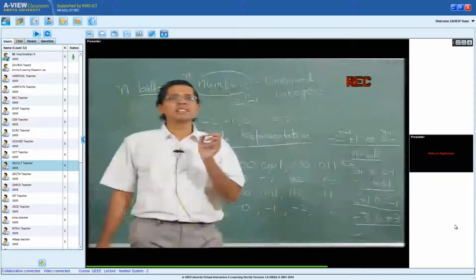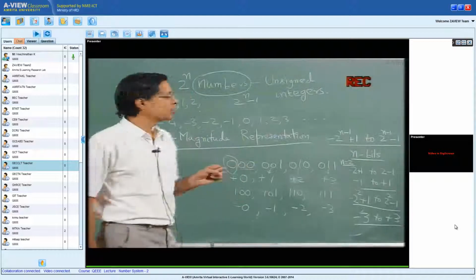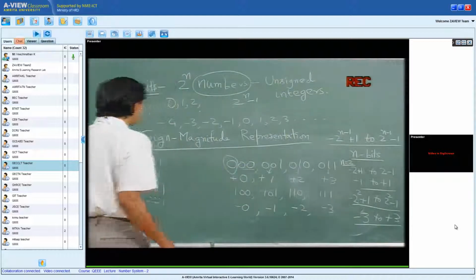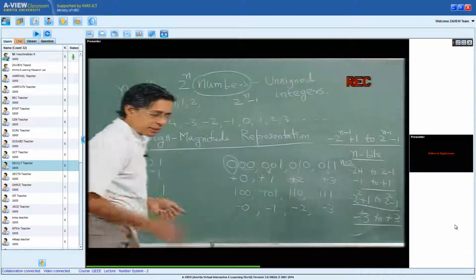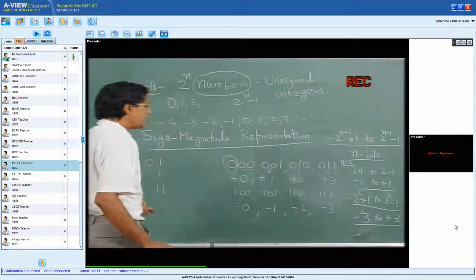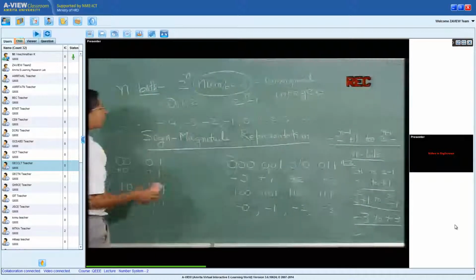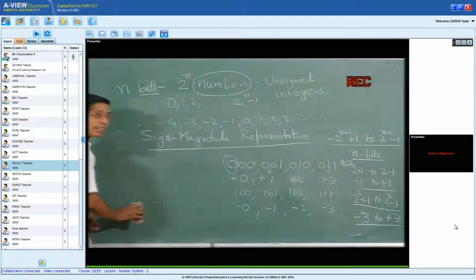So this is one small drawback of this method. Okay, now let us go and consolidate this whole thing, that what we have discussed in the last 15 minutes.